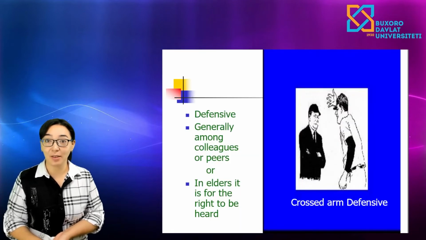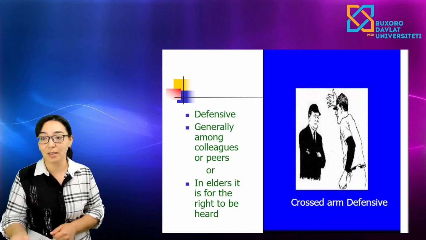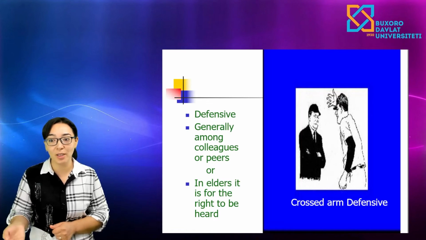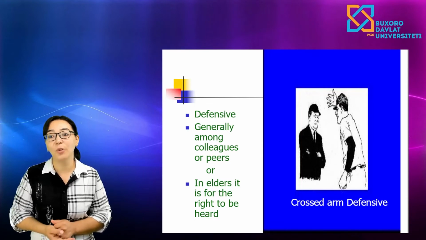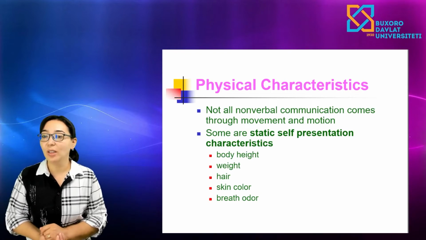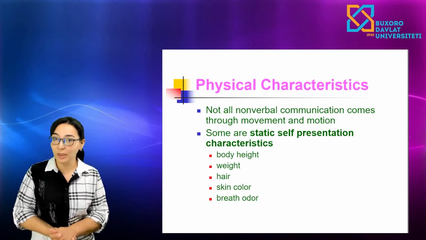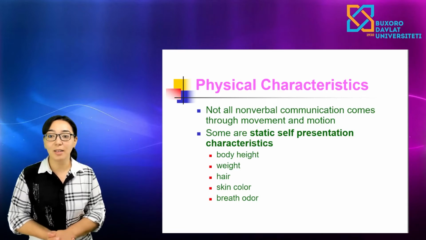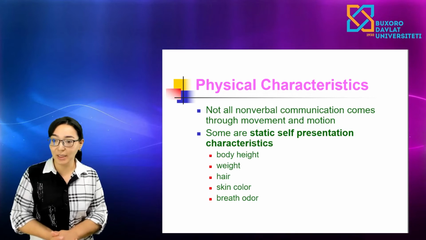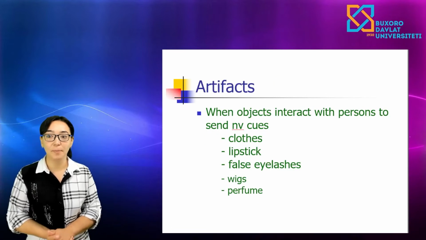Crossed arms, defensive. Now here you can see the negative body language effects. They are elements or results of being defensive, generally among colleagues or peers, or in others, for the right to be heard. Physical characteristics: not all non-verbal communication comes through movement or motion. Some are static self-presentation characteristics of body: height, weight, hair, skin color, and breath odor.